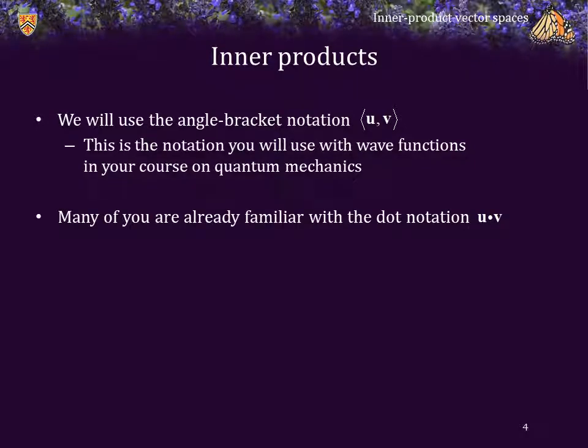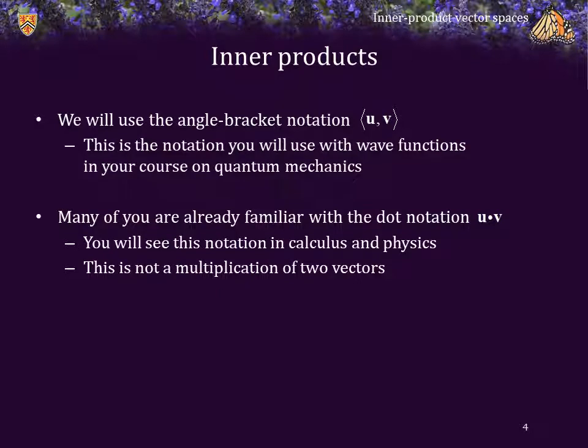Many of you are already familiar with the dot notation for the inner product. And this is the notation you will see again in calculus and in your physics courses. Please note, however, that even though it is a dot, it is not the multiplication of two vectors. The dot product, or the inner product, is going to result in a scalar value, not a vector value.